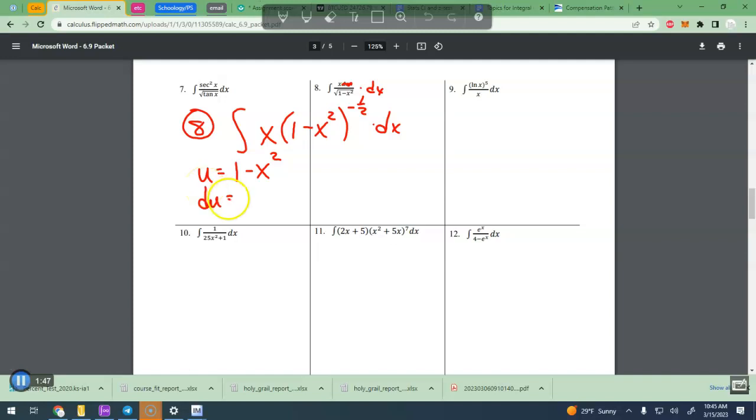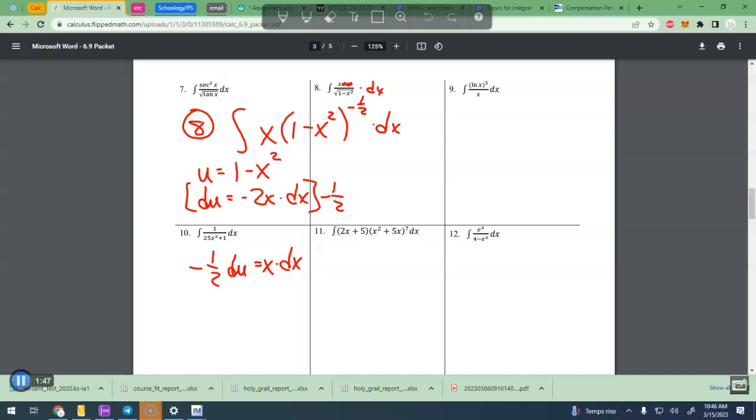That makes du equal to negative 2x times dx. But I don't have negative 2x times dx up here. I have regular old x. So what do I need to multiply this negative 2x by to turn it into a regular x? Almost. Negative a half, right? So multiply everything in here by negative a half, and now it'll say negative 1 half du equals x times dx.